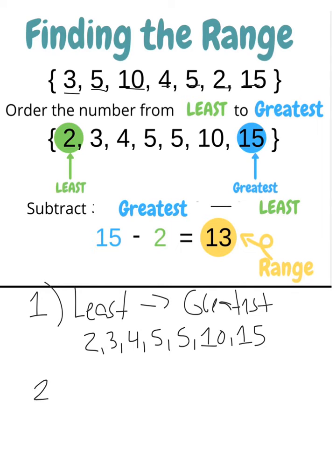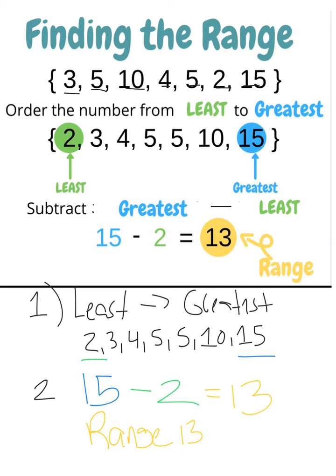So our next step now is going to be subtract the least from the greatest. So in other words, we're doing the greatest number minus the least. When we do that, our greatest number is 15, and our smallest number, the least, is 2. So to find the range, we're doing 15 minus 2. 15 minus 2 would end up giving us 13. So our range would be 13.